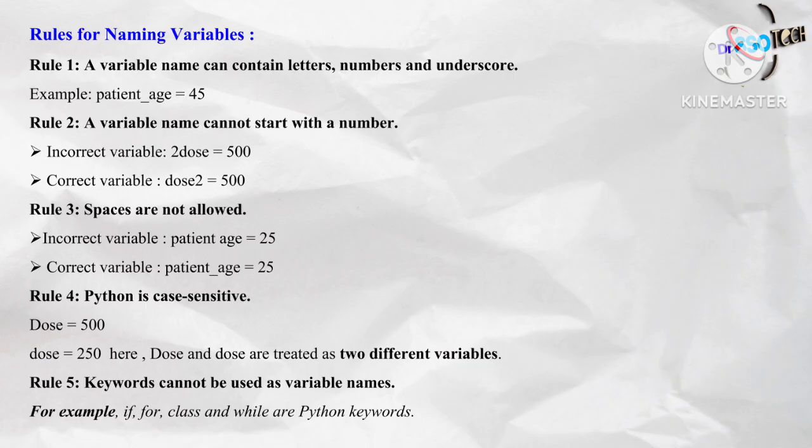Rule 4, Python is case sensitive. Dose equals 500, dose equals 250 here. Capital D Dose and small d dose are treated as two different variables. Rule 5, keywords cannot be used as variable names. For example, if, for, class, and while are Python keywords.